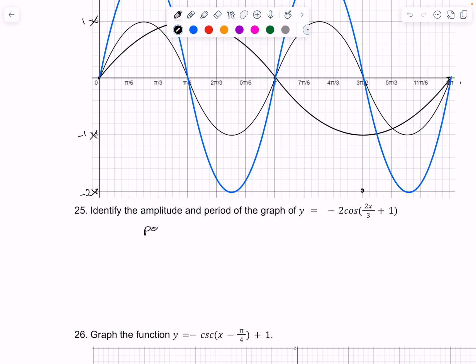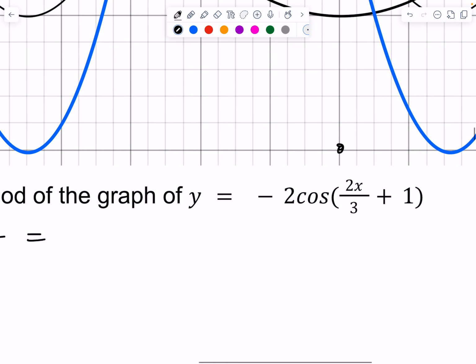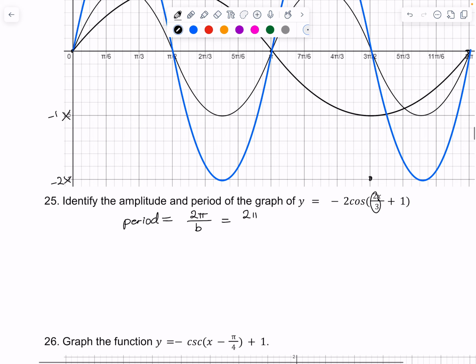Okay, identify the amplitude and the period of this graph. So I'm going to start with period because that's harder. The period is 2 pi over b. And in this case, b is the number in front. B is always the number in front of x. In this case, it's 2/3. So it's 2 pi, instead of divided by 2/3, I'm going to multiply by 3 over 2. If I do that, I notice my 2's cancel, and I get 3 pi. So my period is 3 pi.